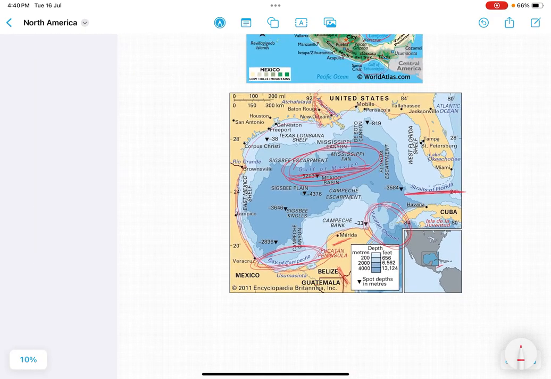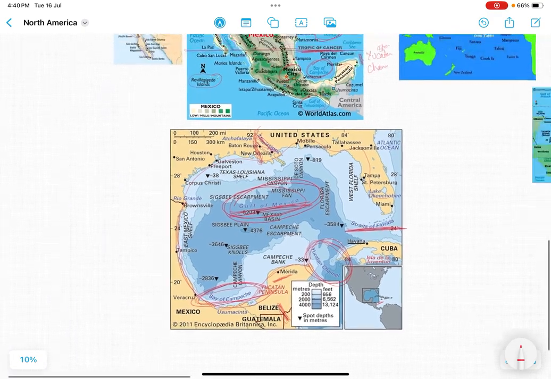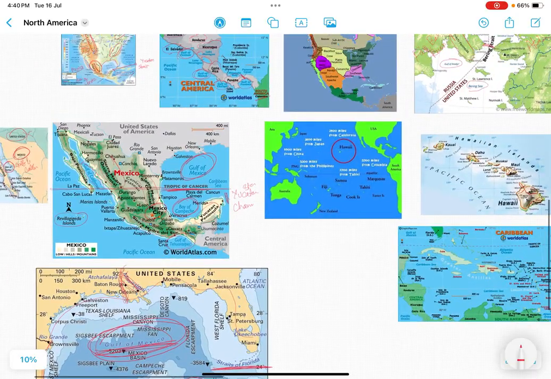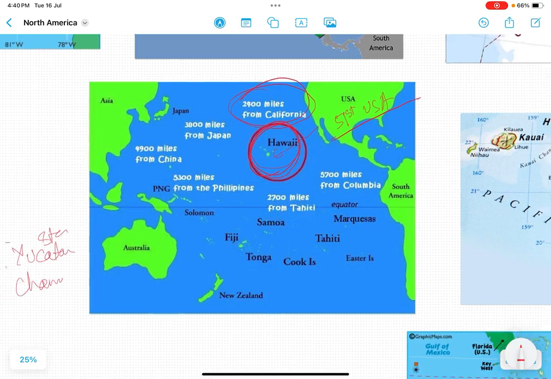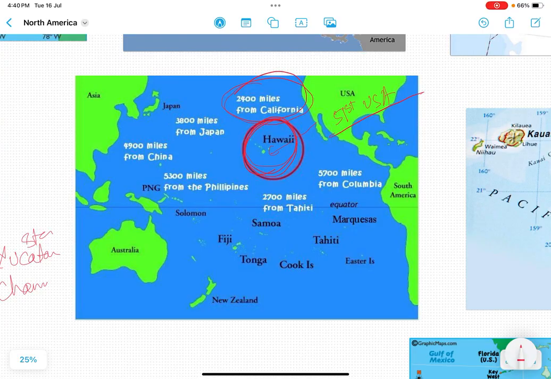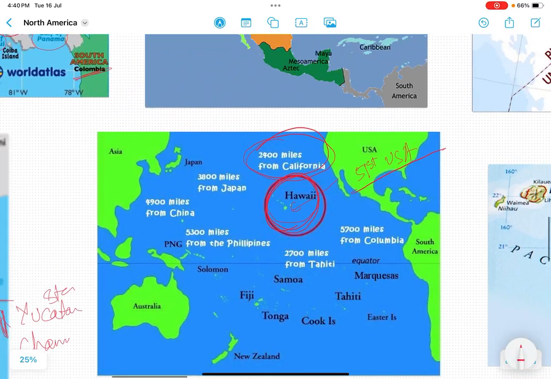So we have studied the Gulf of Mexico. We have seen the Caribbean. Let's move ahead. The important question is, where is Hawaii? You can see Hawaii is far away. These are the islands that are Hawaii. That is the 50th state of USA. It is quite far from the mainland USA. You should know where it is, on the left side or on the right side. That's why I have mentioned it on the map.